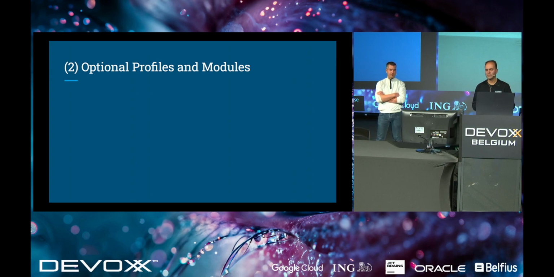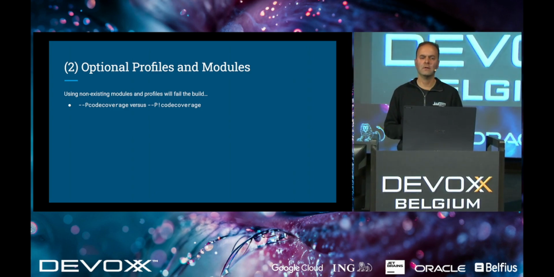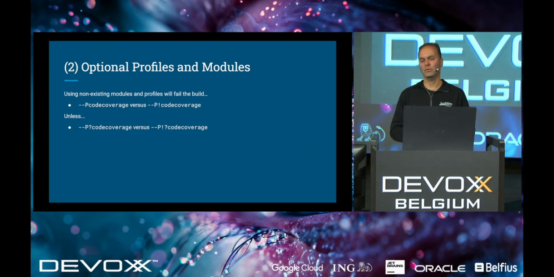The second part of command line arguments that have changed is about profile and module selection, or activation if you wish. Until now, if you use Maven and you try to activate a profile or a module that does not exist, it will fail the build. So whether you do -P code coverage or -P exclamation mark code coverage, which means activate the code coverage profile or deactivate the code coverage profile. If that profile does not exist for some reason, Maven will tell you it can't do what you asked it to do. Now, we are adding the option to say activate or deactivate this profile only if it exists. But if it does not exist, it's no problem, you can continue.